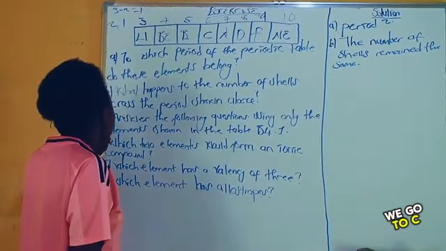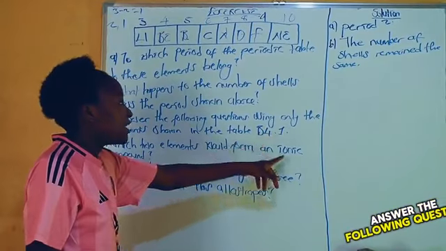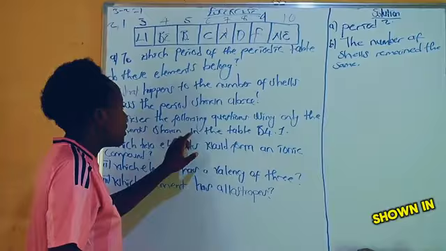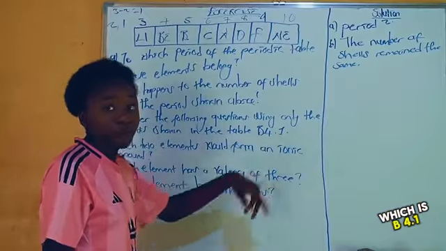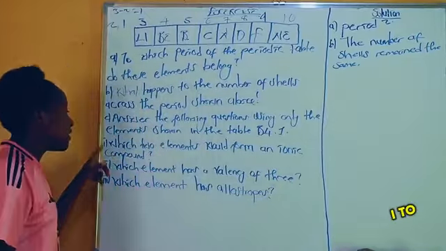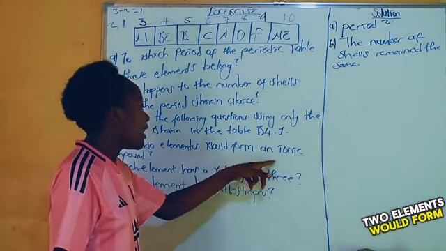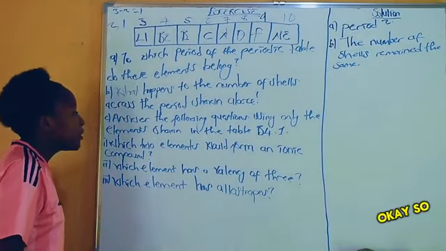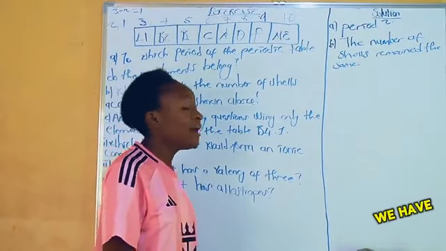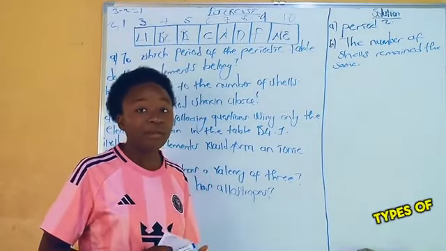We go to C. C says answer the following question using only the elements shown in the table, which is B4.1. And the question is: which 2 elements would form an ionic compound? Okay, so with this I didn't really mention them. We have mostly 3 types of compounds.